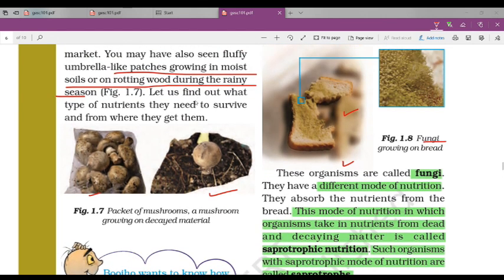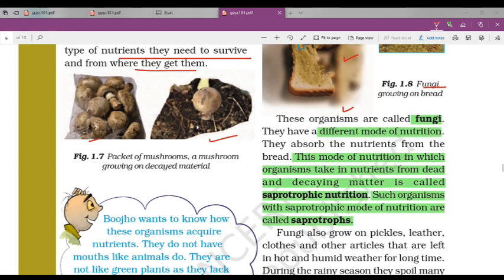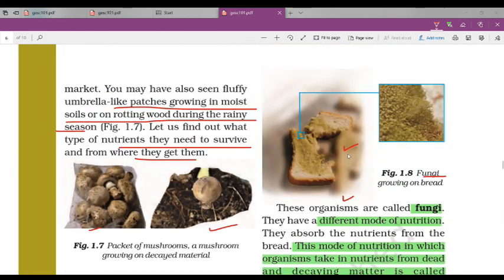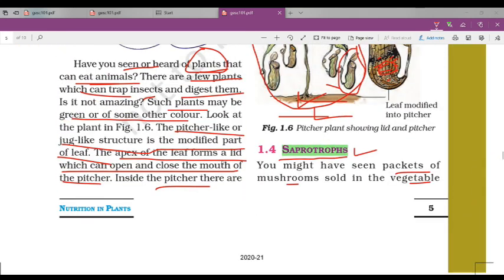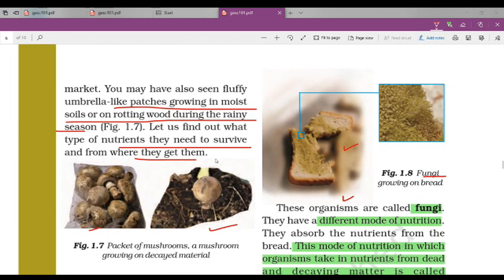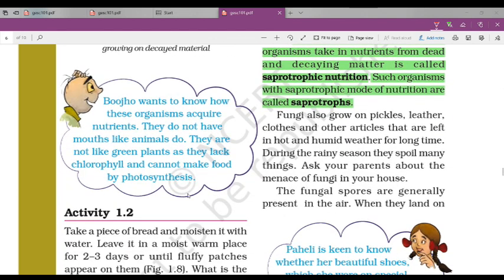Let us find out what type of nutrients they need to survive and from where they get them. As I told you, saprotrophs are a special group of organisms which grow on dead and decaying organisms and plants. If there is something decaying and moisture is there, you will find some special organism. For example, fungus. They are normally fungus. For example, here you can see agaricus. Here another example is yeast. They are fungus.